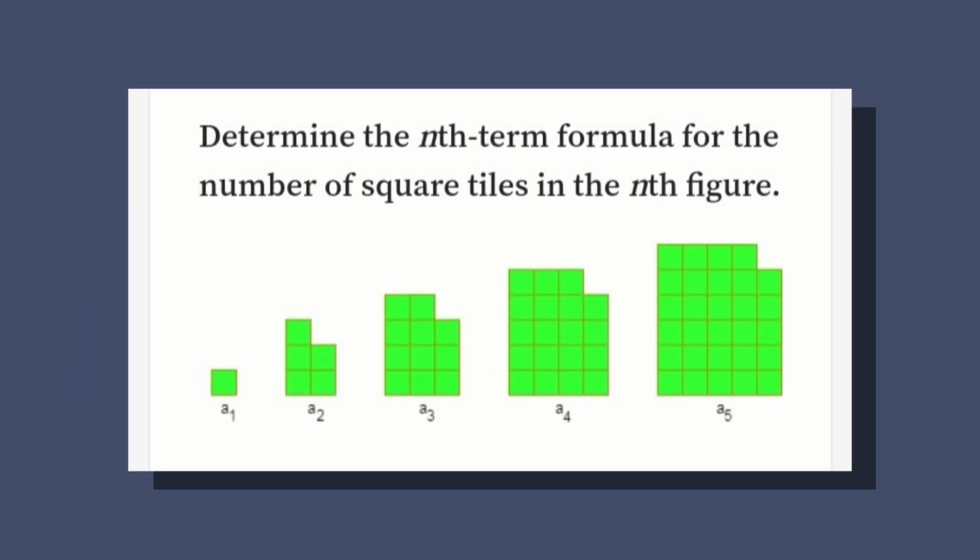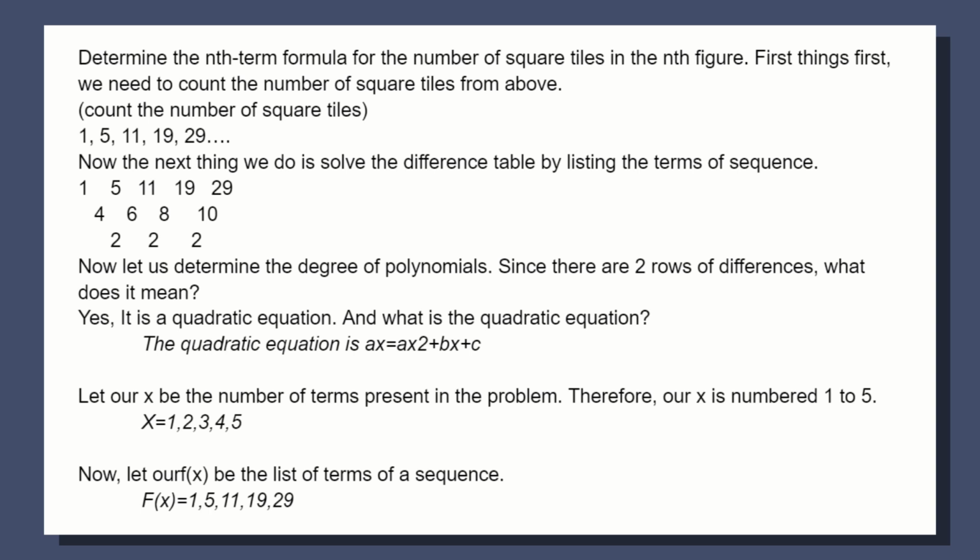To determine the n-term formula for the number of square tiles in the nth figure, the first thing we need to do is count the number of square tiles from above: 1, 5, 11, 19, and 29. Now, the next thing we do is to solve the difference table by listing all the terms of the sequence, like 1, 5, 11, 19, and 29, and get the difference between each pair of numbers.